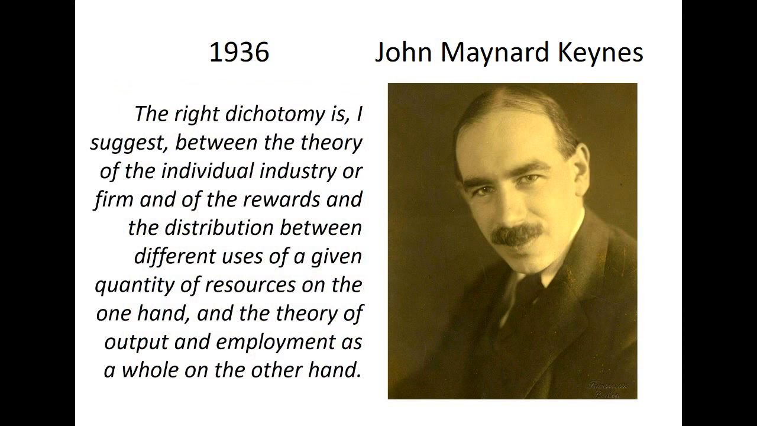He says, the right dichotomy, I suggest, is between the theory of the individual industry or firm and of the rewards and the distribution between different uses of a given quantity of resources on the one hand, and the theory of output and employment as a whole, on the other hand. So he makes this distinction between studying an individual industry or studying an individual firm. And we may add to that the study of the individual decisions of members of a household or individual consumers.